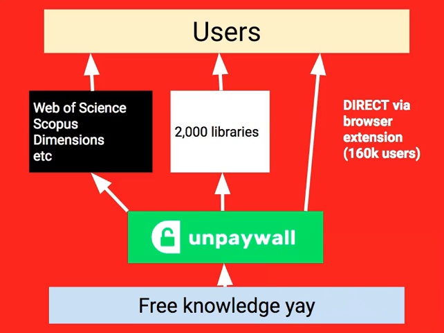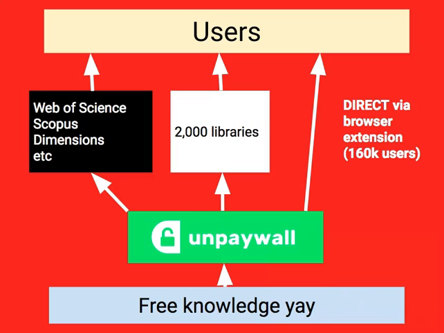We're in 2,000 libraries in their link resolver systems. They use us absolutely for free. Moreover, users can use us directly. There's a browser extension that they can download that will allow them to access the Unpaywall database. And that access is, again, completely free. It's an open source web extension.